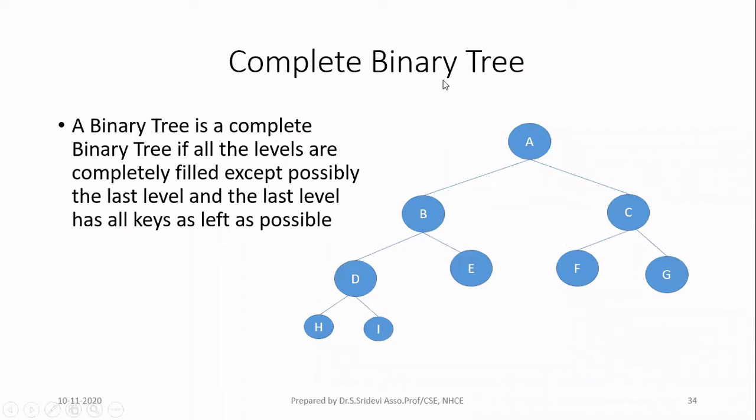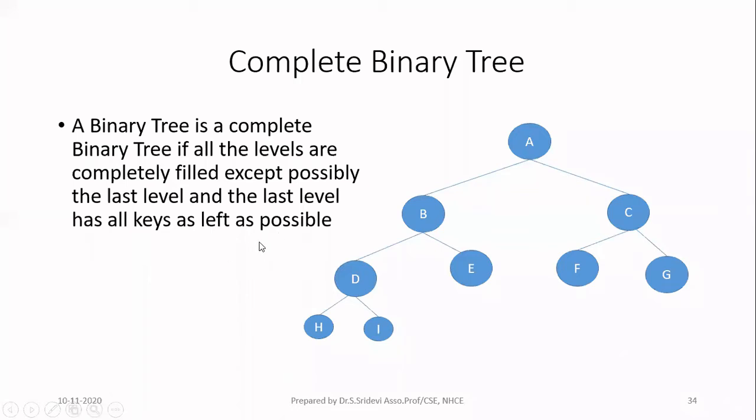And then complete binary tree. A tree is a complete binary tree if all the levels are completely filled except possibly the last level. And in that also there is a restriction. The last level has all the keys as left as possible.